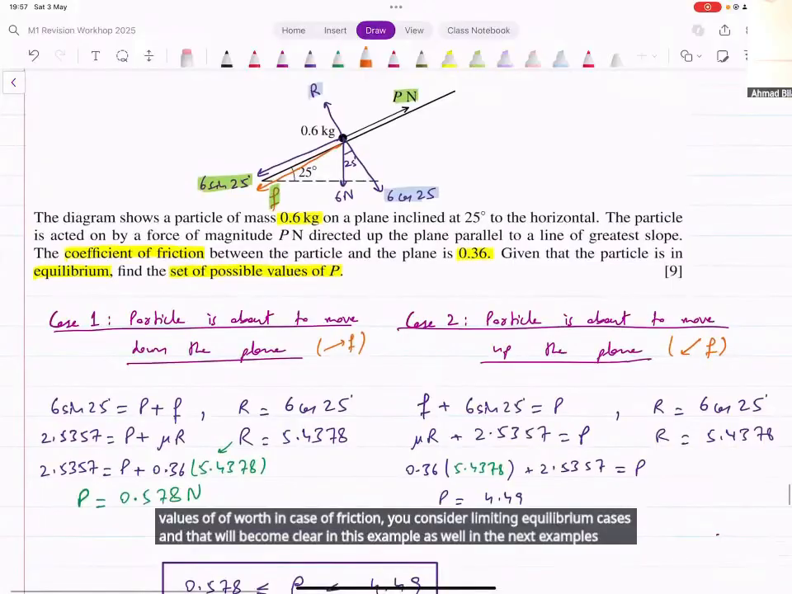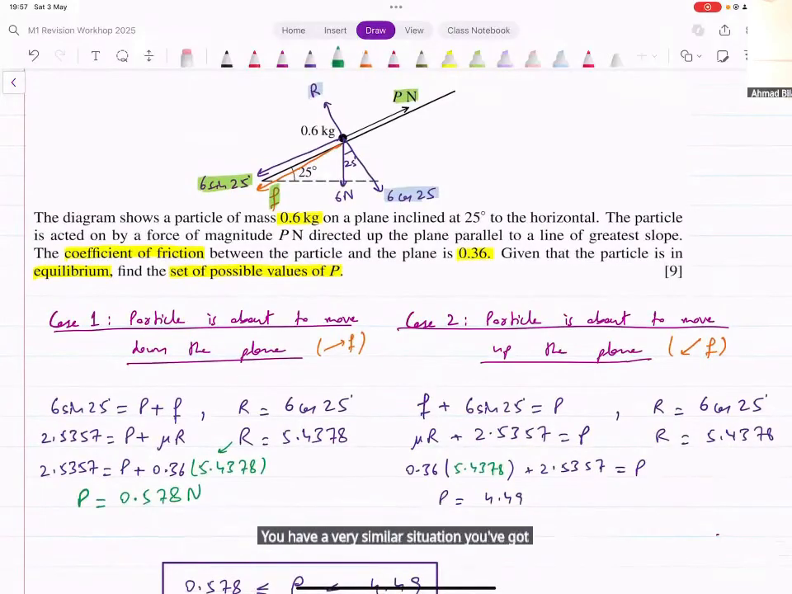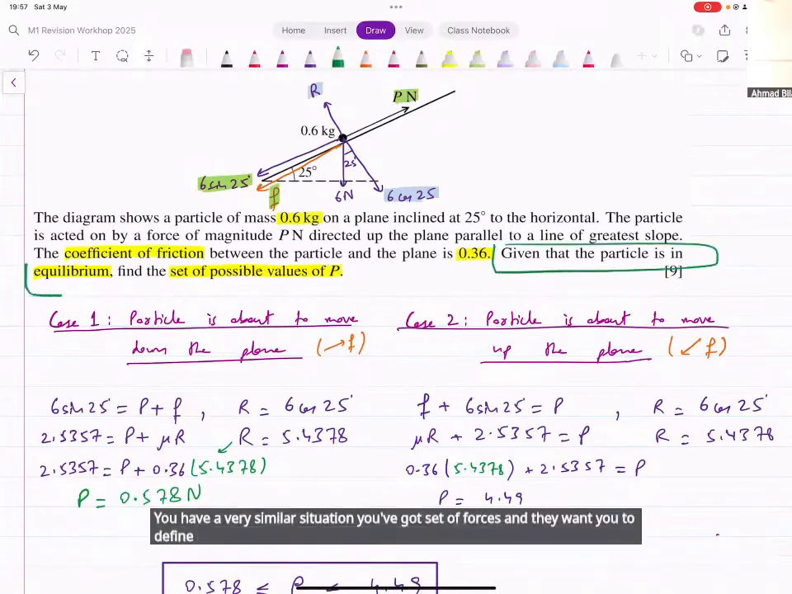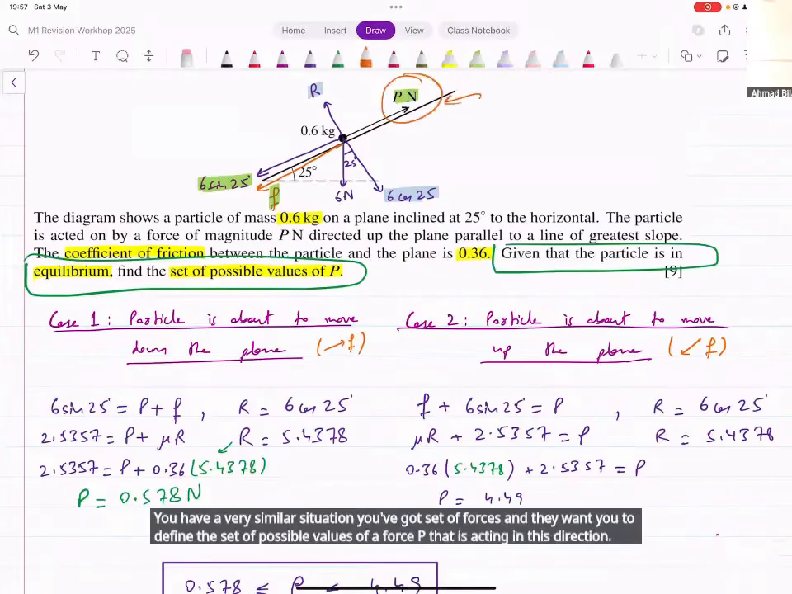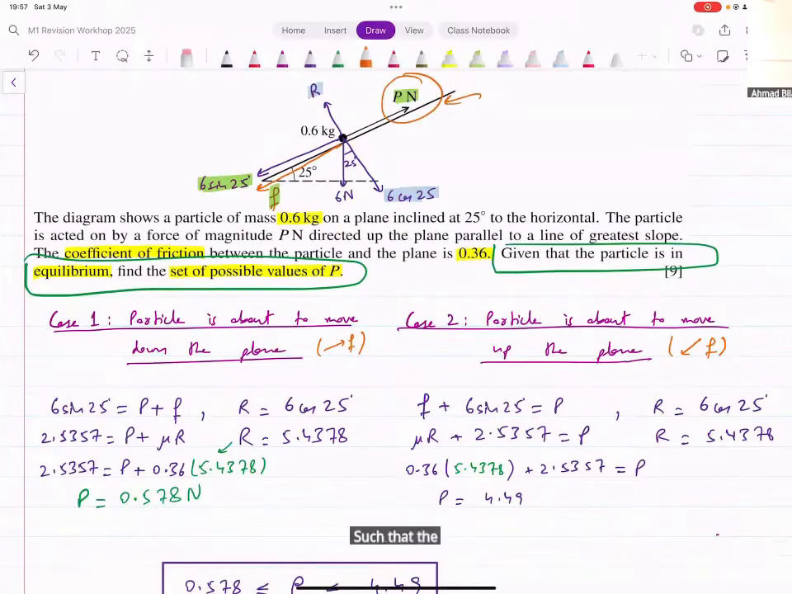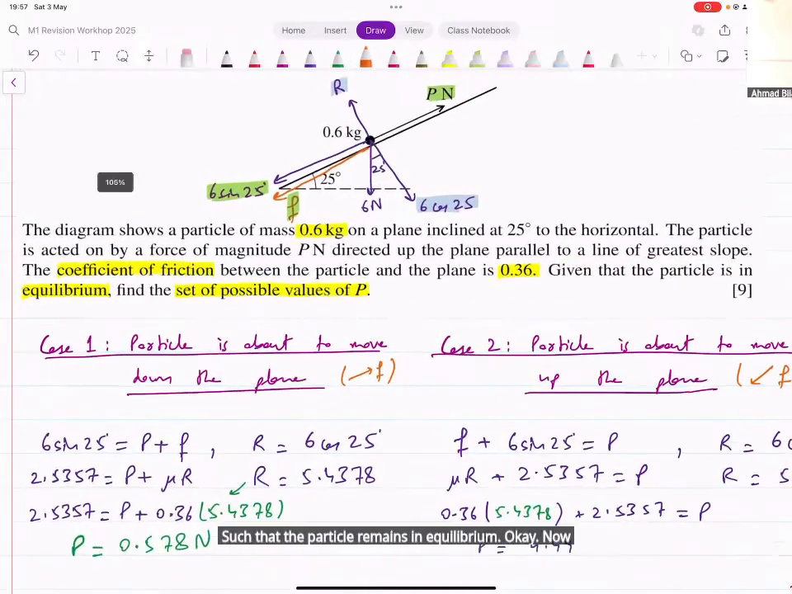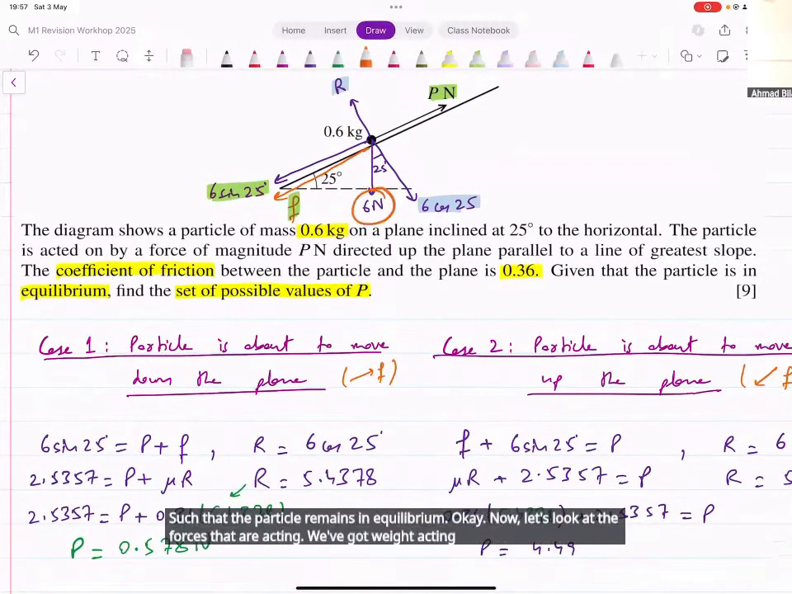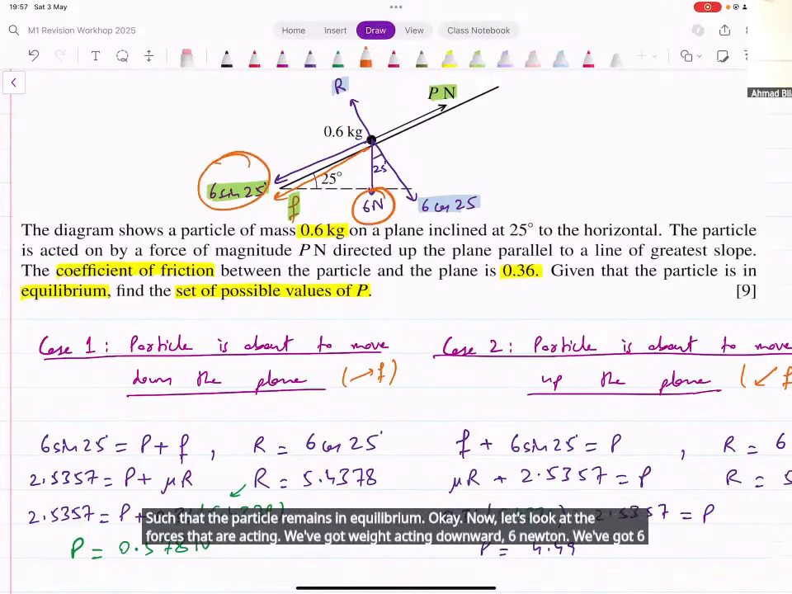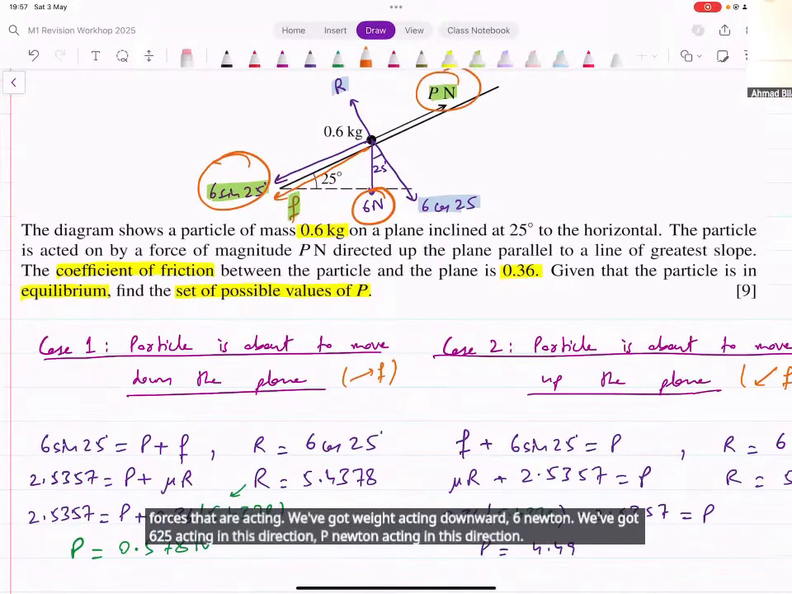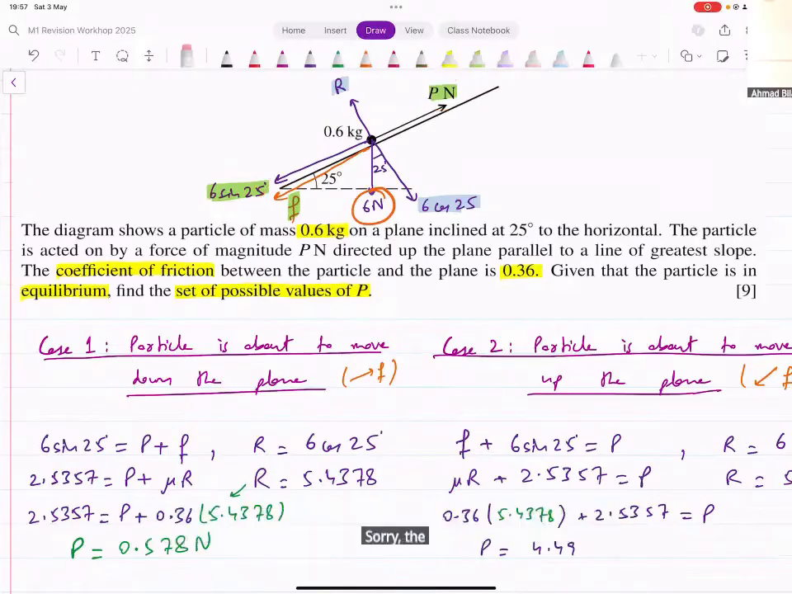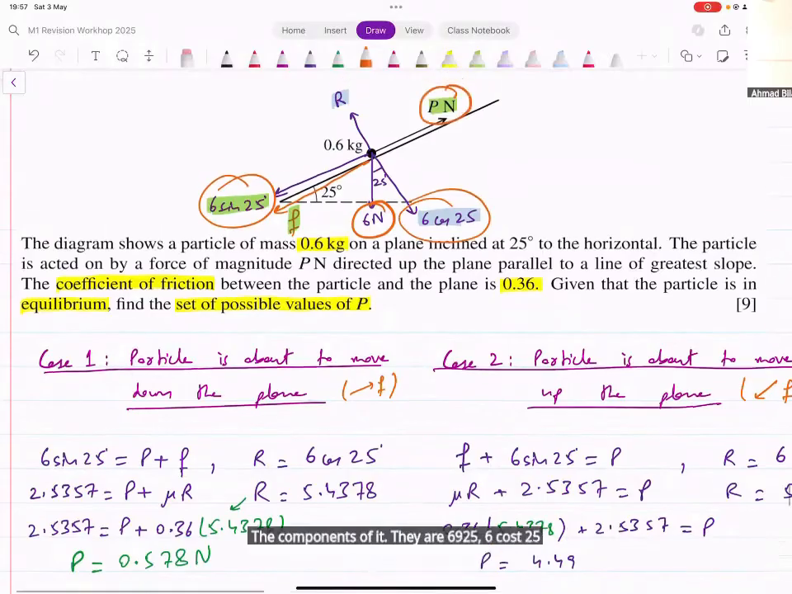You have a very similar situation. You've got a set of forces, and they want you to find the set of possible values of a force P that is acting in this direction, such that the particle remains in equilibrium. Okay. Now, let's look at the forces that are acting. We've got weight acting downwards, 6 Newton. Sorry, the components of weight, they are 6 sine 25, 6 cos 25. We've got P Newton acting here. We've got reaction acting here.